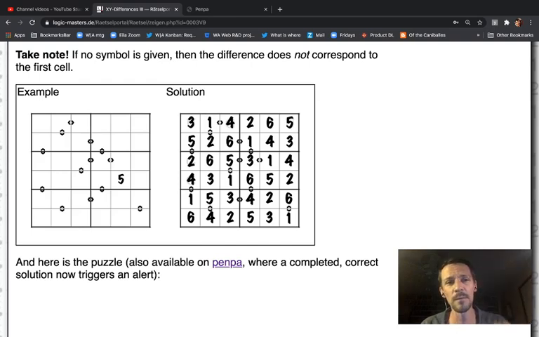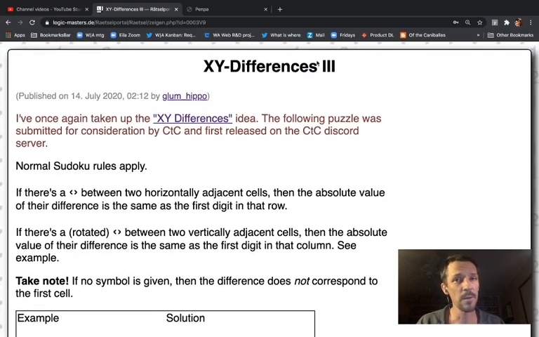I'm also known as Glum Hippo in certain circles, and I'm here to do a walkthrough of one of my puzzles, namely a puzzle called XY Differences 3. The reason it's called XY Differences 3 is because it's the third in a series of puzzles that I made using the same rule set.